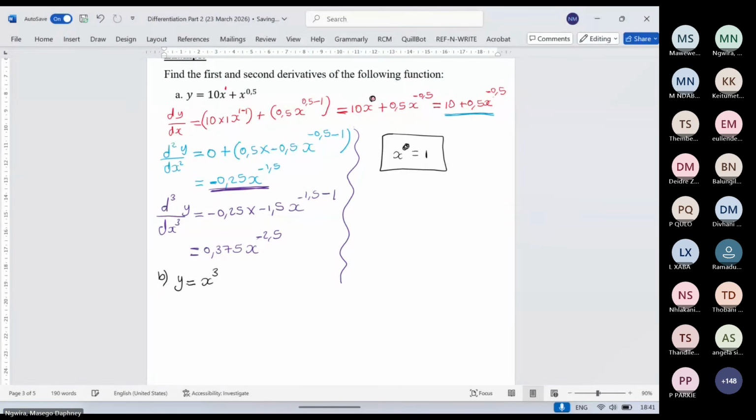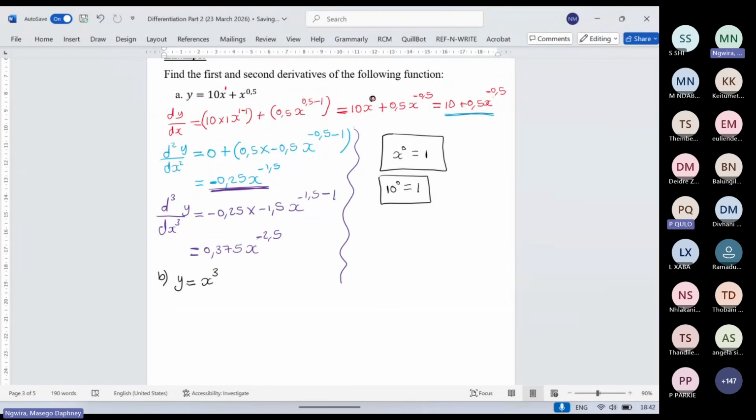Excuse me, teacher, sorry to interrupt. So is every number to the power of 0 equal to 1, right? Yes. X to the power of 0 is 1. Any number to the power of 0 is 1. 10 to the power of 0 is also 1. Yes. Okay, thank you so much.